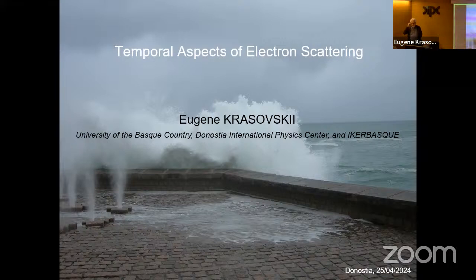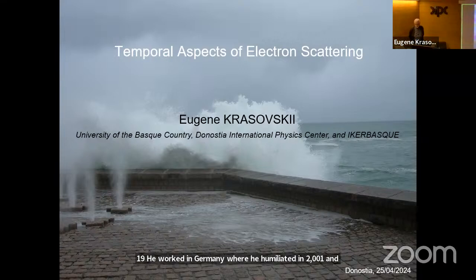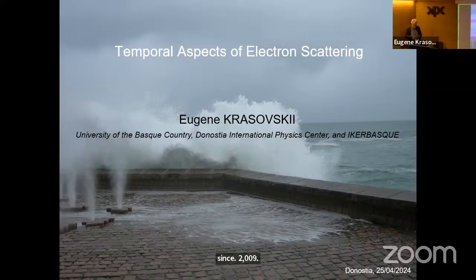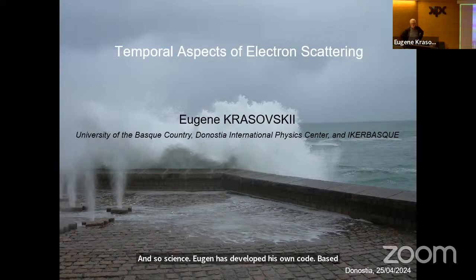And since 1997, he worked in Germany, where he habilitated in 2001. And since 2009, he is Eckerbask Research Professor. His area of interest in condensed matter theory includes ab initio theories of low energy electron diffraction, angle, spin, and now time-resolved photoemission, and surface science. Eugene has developed his own code based on original implementation of linear augmented plane wave method of electronic structure calculation, and this code has several unique features.